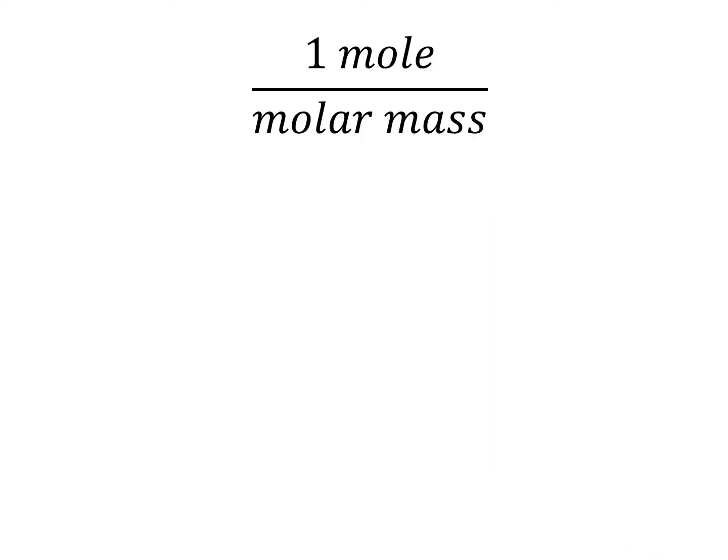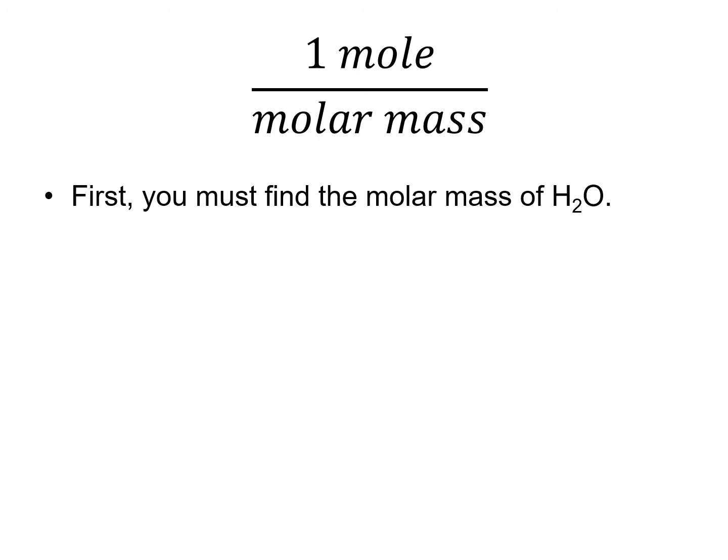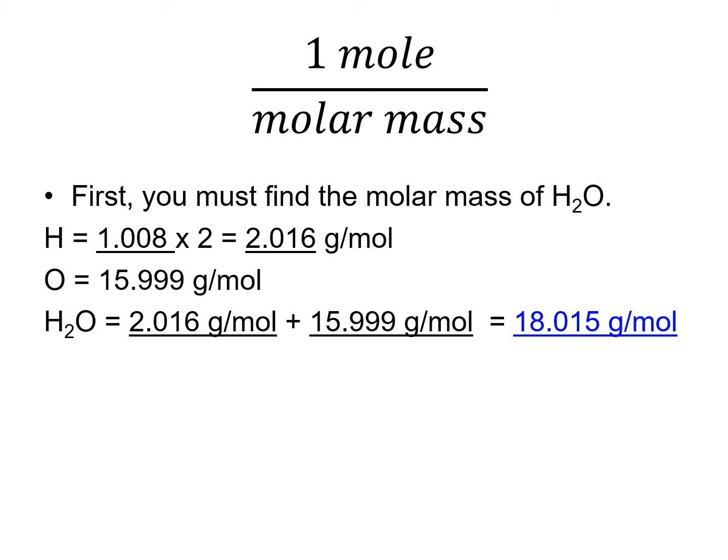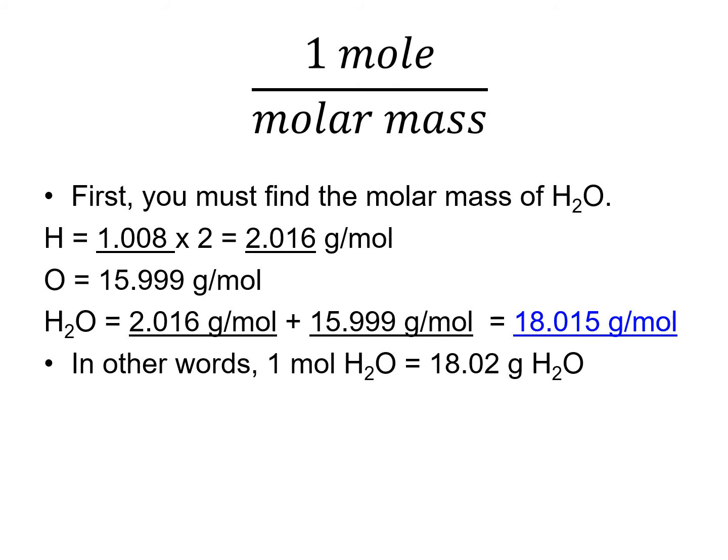Again, this is a generic conversion factor. I have to supply the specifics for this particular problem. I want the molar mass of water. Water has 2 hydrogens, so that's 2 times 1.008, and 1 oxygen, which is approximately 16 grams per mole. I got those numbers off the periodic table. So water weighs about 18 grams per mole. 1 mole of water equals 18.015 or 18.02 grams of water.